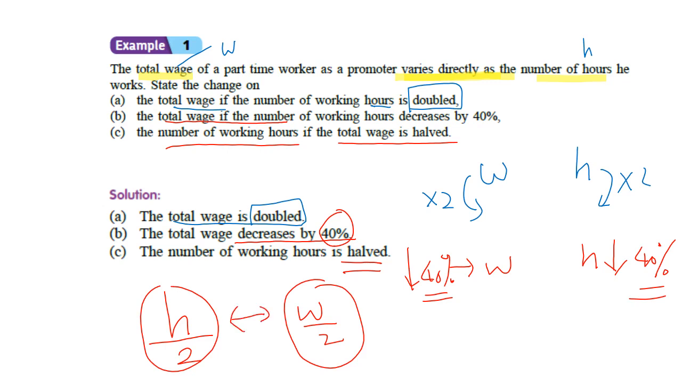Okay, I hope you get it. The meaning of direct variation: it has a rate, a certain rate that you have to follow.